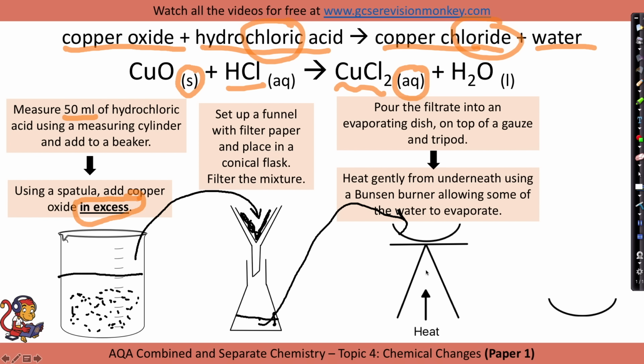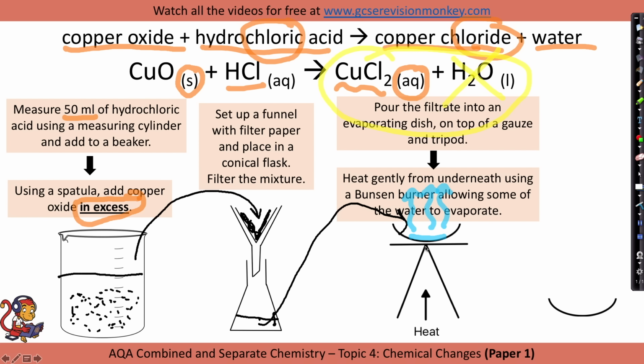And we will heat gently from underneath using a Bunsen burner, allowing some of the water to evaporate. Because if you remember from the equation above, what we are going to make is copper chloride and water. So we need to get rid of this water in order to get the copper chloride crystals on their own. So some of the water will evaporate on heating, but what you don't want to do is let all of the water evaporate so it actually goes dry. You want to get it to that stage where you're going to have a little bit of water left in the evaporating dish.